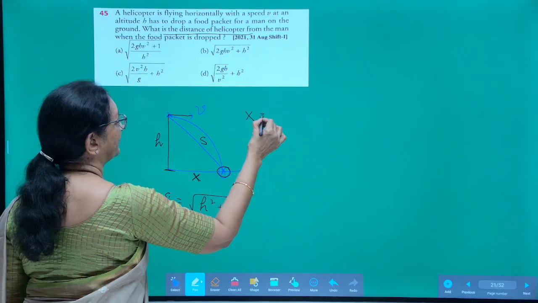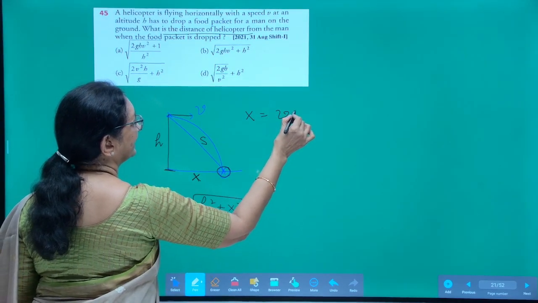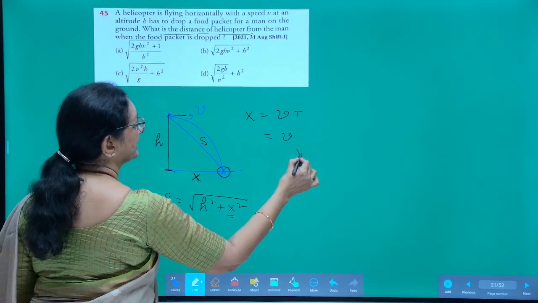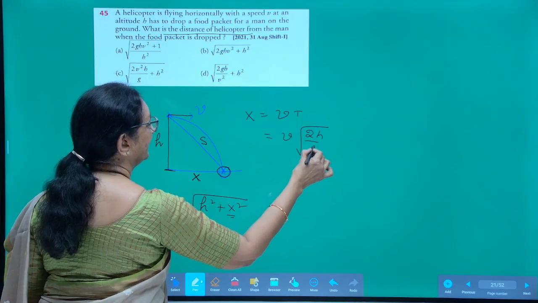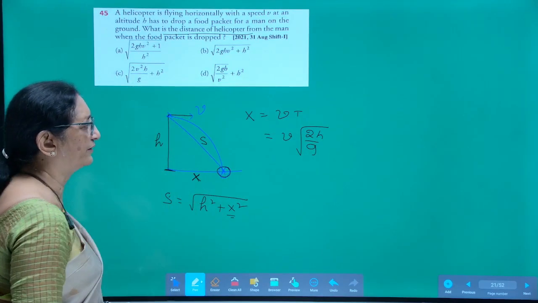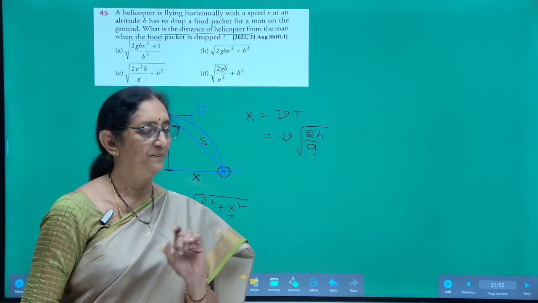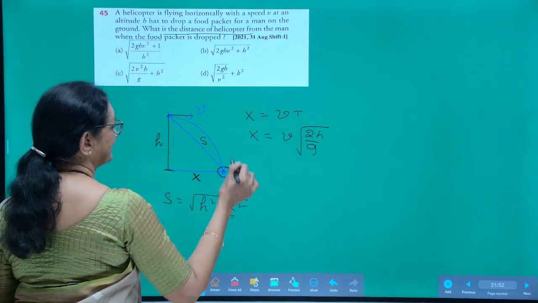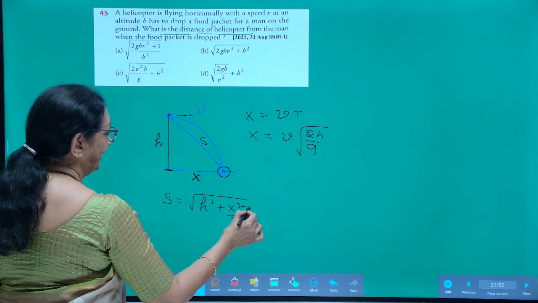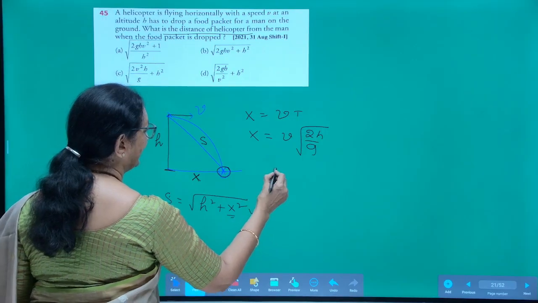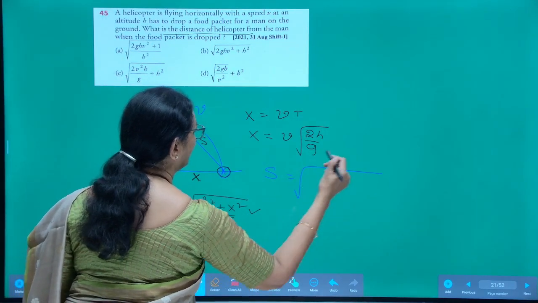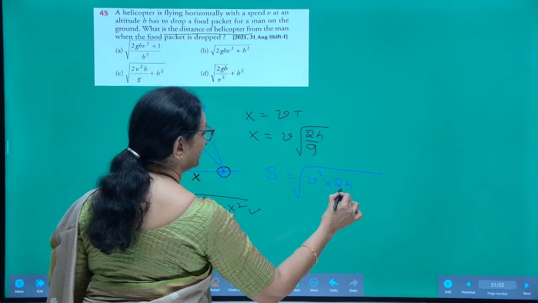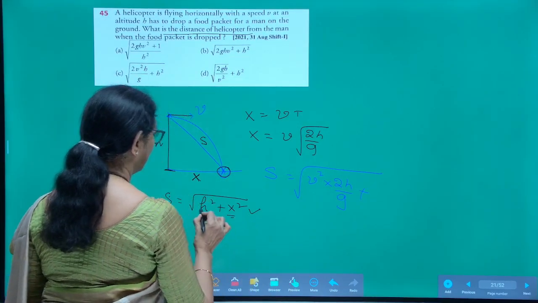So, x is equal to v into the time taken by it to reach the ground. The time taken by it to reach the ground is square root of 2h by g, because the vertical displacement of the food packet is h here. So, t is square root of 2h by g. So, this is x. Substituting that in this expression, s is equal to square root of v square into 2h by g plus h square.